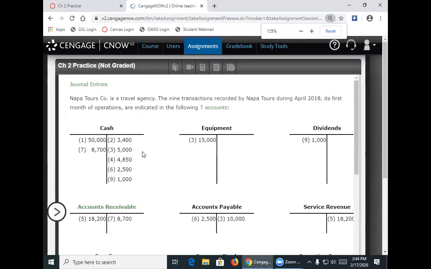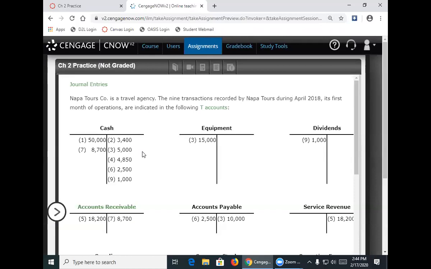Okay, so this next one is actually doing reverse entries. This is kind of fun. We're recreating what happened. In this case, Napa Tours is a travel agency, and it's showing us 9 transactions recorded in the T accounts, but it doesn't give us the journal entries. So we're going through and figuring out what happened based on these T accounts. They're numbered, so it's pretty easy to go through.